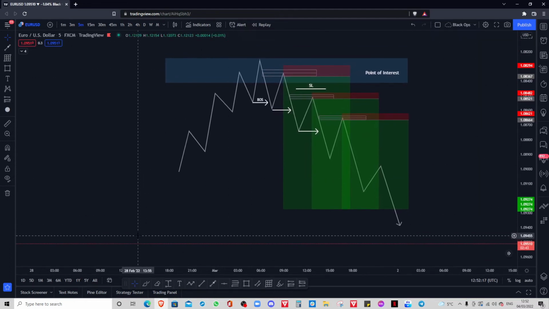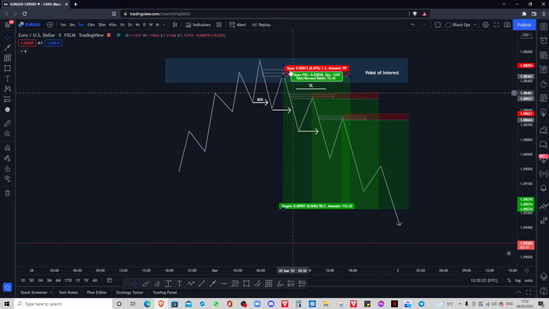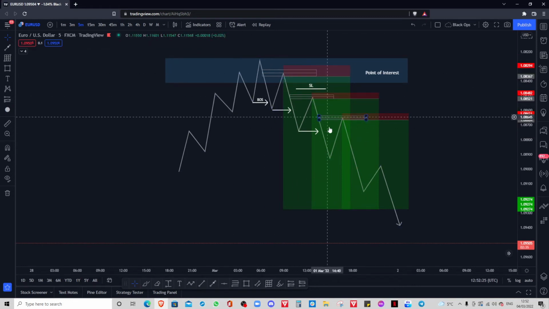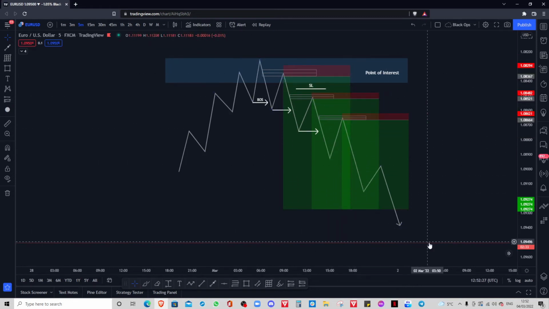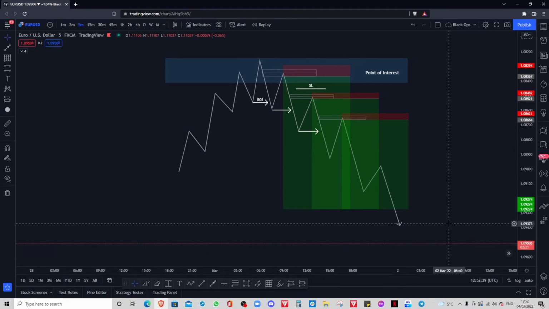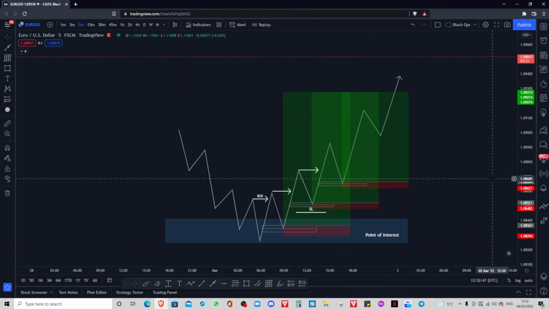If you were selling, price comes into our point of interest, we get our entry drill, and then we take trades, and then we can scale in as well on the short side. Now that represents the theory of scaling in and adding to winning positions.